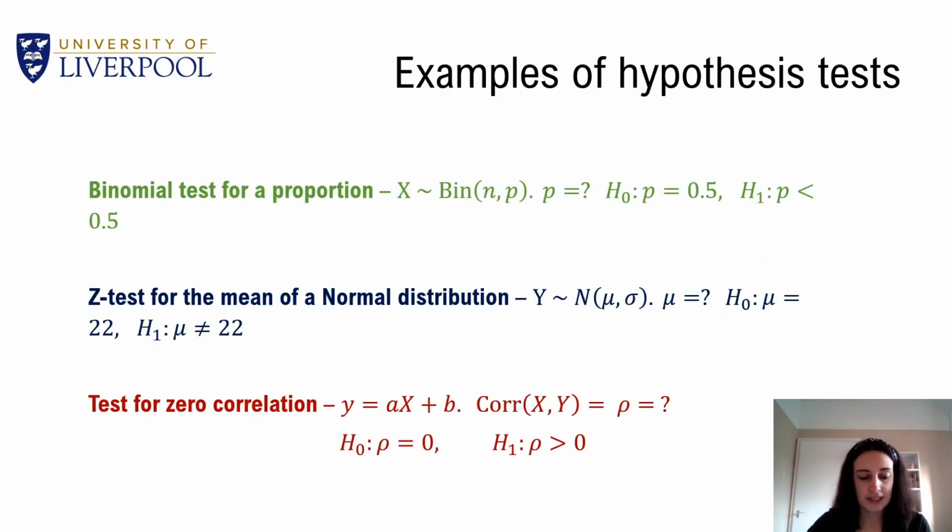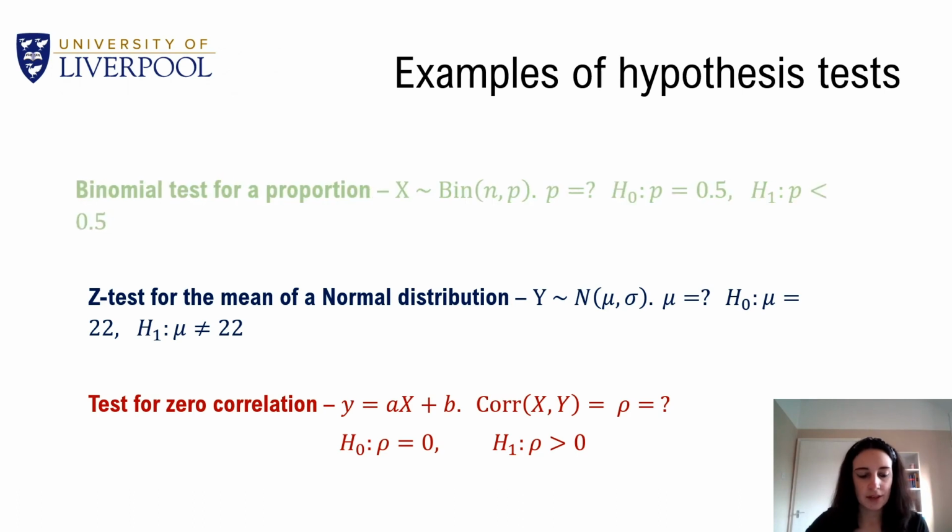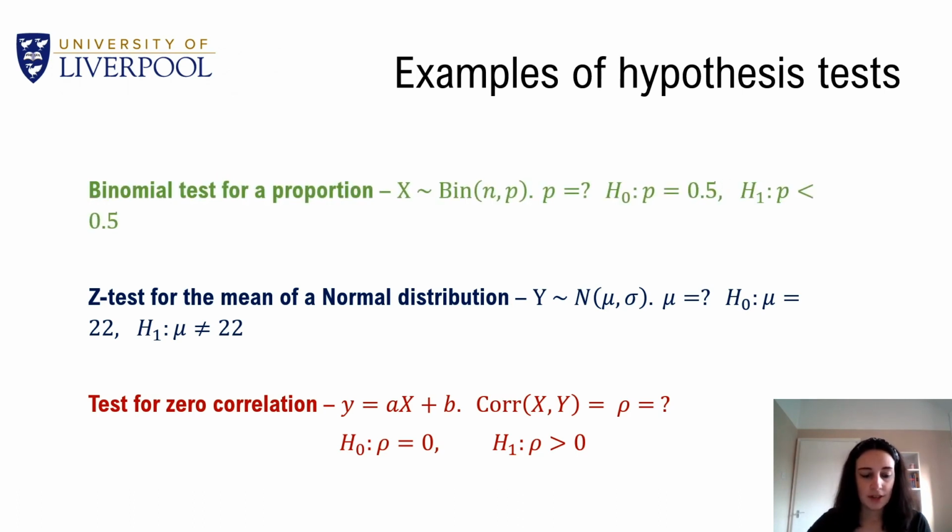Examples of hypothesis tests you might come across in your studies: binomial tests for a proportion, where we test if a population can be modelled by a binomial distribution with parameters n and p. The test determines if p is equal to some hypothesized value. Z-test with the mean of a normal distribution, where we test if the mean of a population assumed to be normally distributed is equal to some hypothesized value. The test for zero correlation, where we want to test whether or not there is significant correlation between two variables.